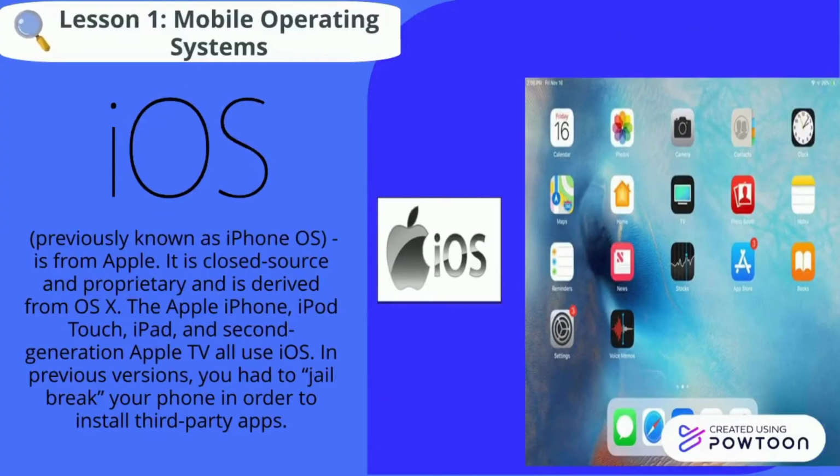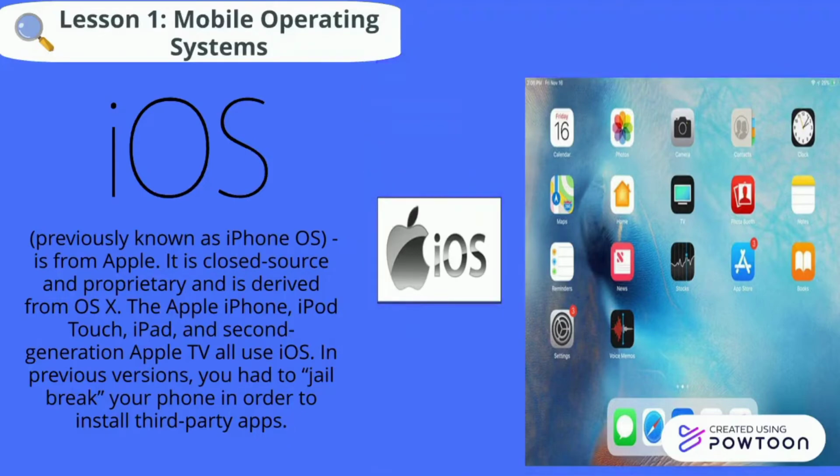iOS, previously known as iPhone OS, is from Apple. It is closed source and proprietary, and is derived from OS X. The Apple iPhone, iPod Touch, iPad, and second generation Apple TV all use iOS. In previous versions, you had to jailbreak your phone in order to install third-party apps.